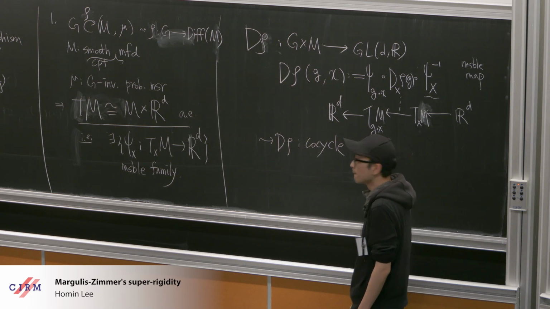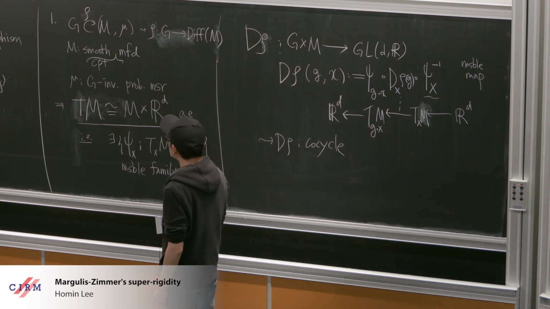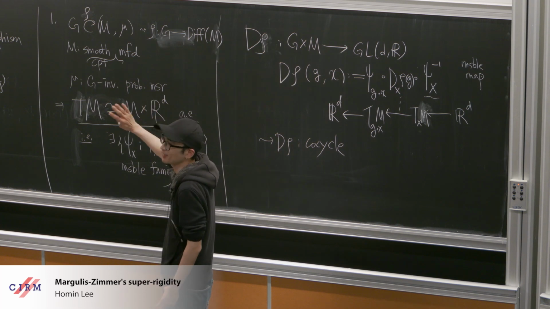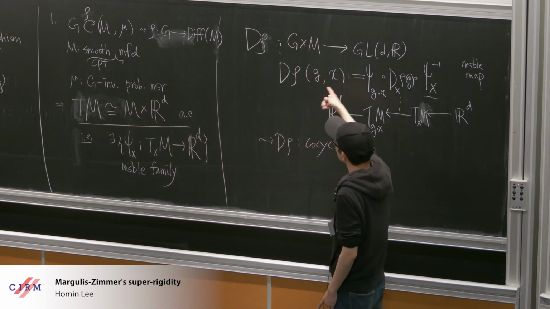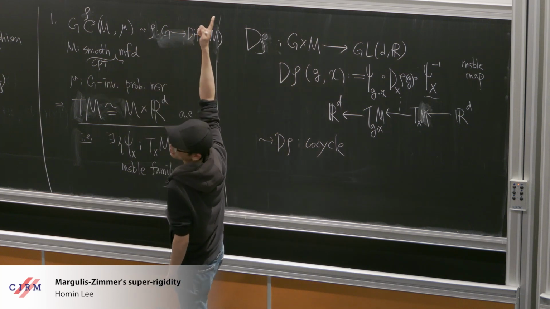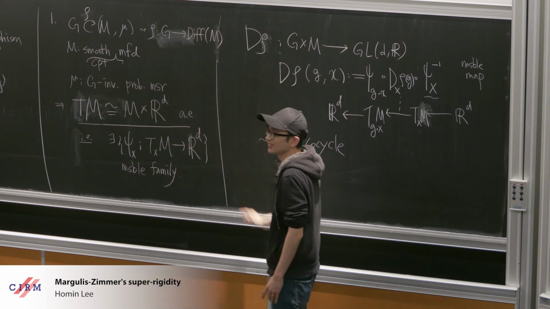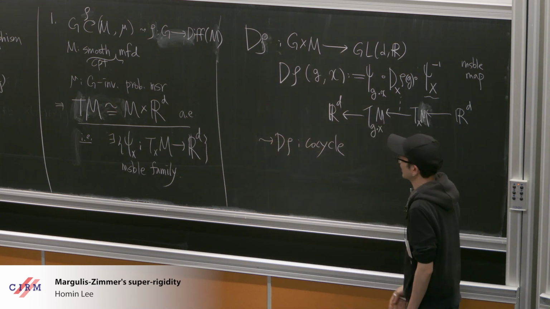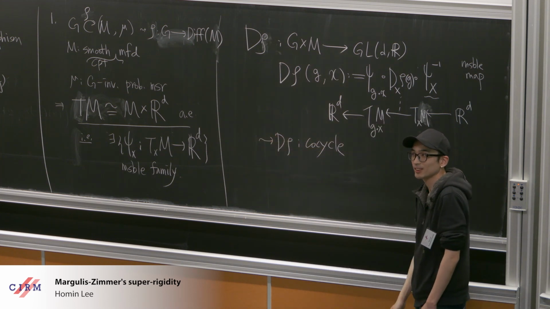Is it enough for me to be G quasi-invariant? Yeah, yes, quasi-invariant is fine. Or even actually for the derivative cocycle, I don't even need something like invariance, but I just assumed the invariance in the definition, so that's the only reason I put the invariance or quasi-invariance. Yeah. Other questions?